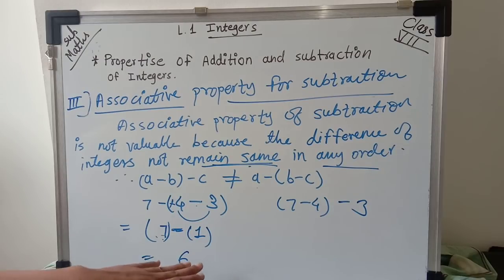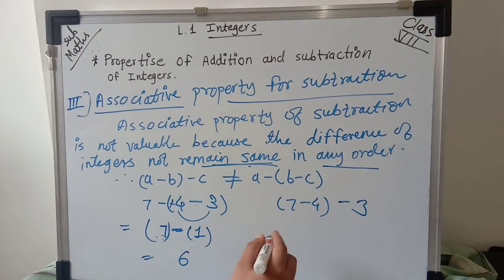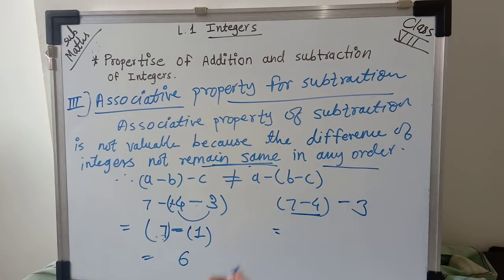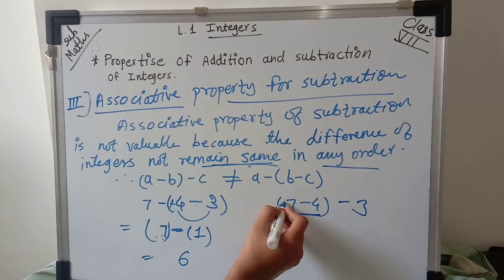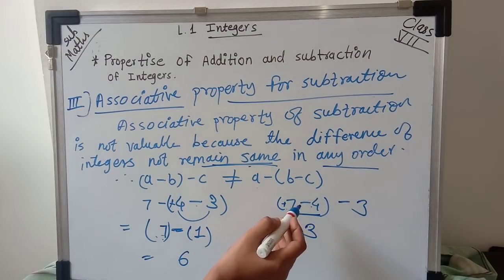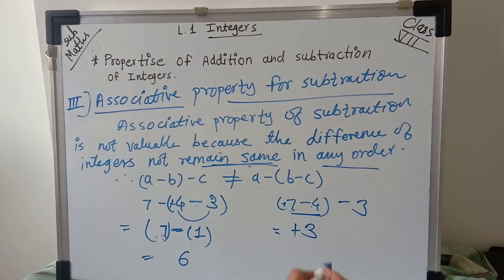Now let's see the answer we get after changing the order. Again we do the subtraction of the two integers in the bracket. Before 7 there is no sign, so it is a positive integer. Positive and negative become negative, so we do the subtraction. 7 minus 4 is equal to 3. Then plus and minus become minus, so 3 minus 3 is equal to 0.